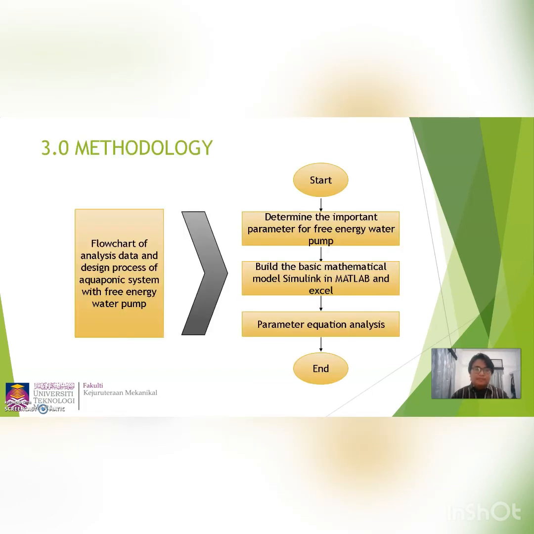This is the method of this project. The flowchart represents the data analysis and design process of the aquaponic system with a free energy water pump. The first step is to determine the important parameters for the free energy water pump, which are required in order to design and obtain suitable values for the product. Then build the basic mathematical model simulation in MATLAB and Excel, followed by parameter equation analysis.